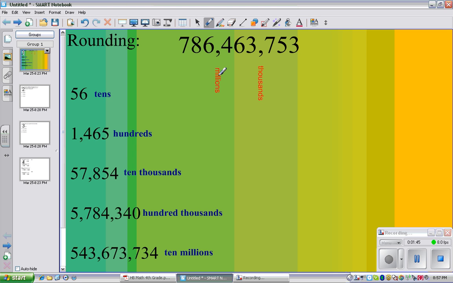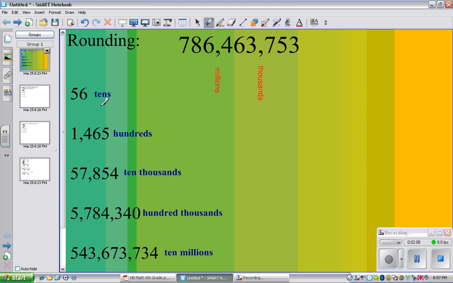Now let's try some actual rounding. As you can see, there are blue numbers that are next to each one of my numbers. Those blue numbers represent which place value we are going to be rounding to. In this case, the first number, 56, we are going to round it to the tens place. In order to round, it is best to follow these simple steps.